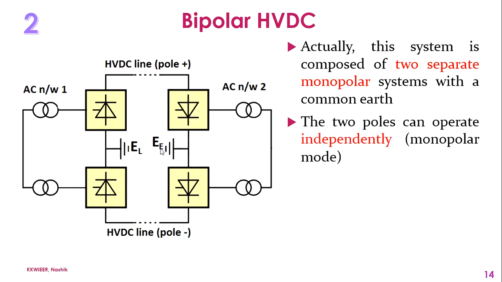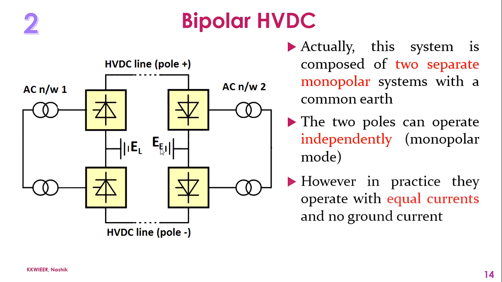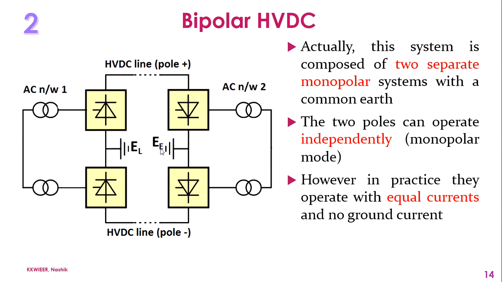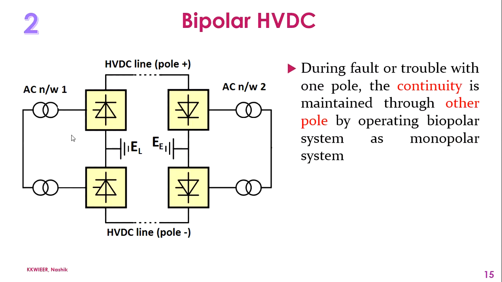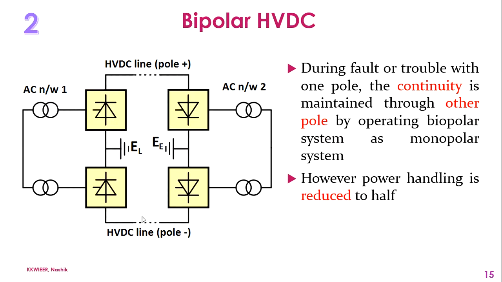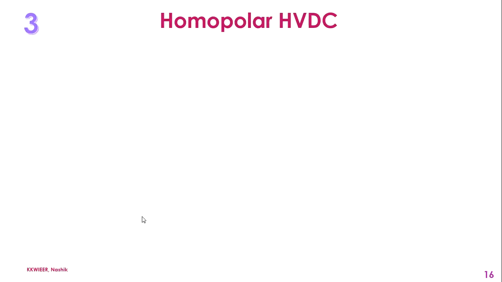The two poles can operate independently as in the case of monopolar mode. However, in practice they operate with equal currents and no ground current. During a fault or trouble with one pole, the continuity is maintained through the other pole by operating the bipolar system as a monopolar system. So in this case, even if one connection or one pole fails, the other pole will supply the current. However, the power handling is reduced to half.